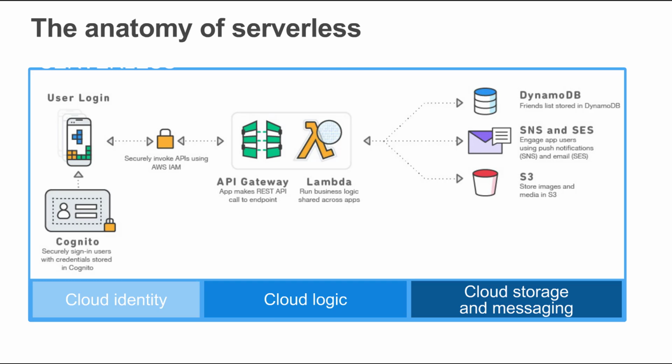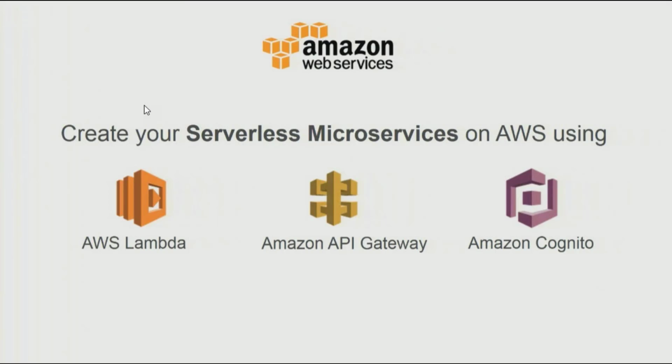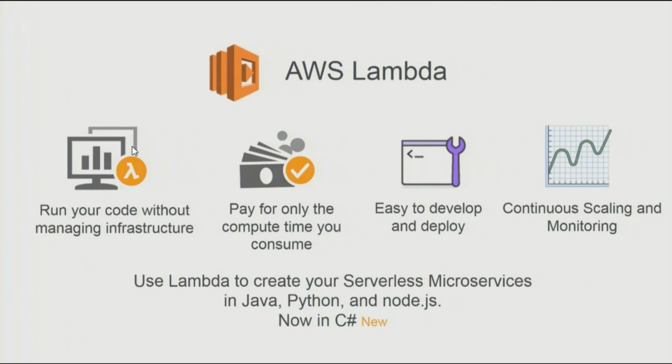So it's really important to know. We talked about Lambda a little bit, so I'll go into detail about Lambda, API Gateway, and then Cognito, and then we'll follow into Mobile Hub and how those features tie in. So Lambda: run your code without managing the infrastructure. You pay only for what you consume, it's easy to develop and deploy, and it continuously scales and monitors. We talked about this, but some people like the visual, so I wanted to provide the visual here to see the transition of it.